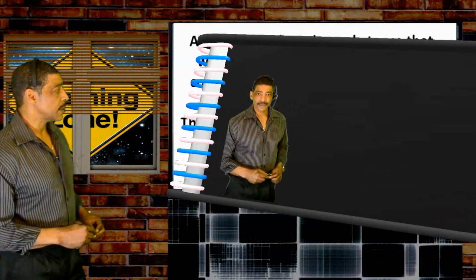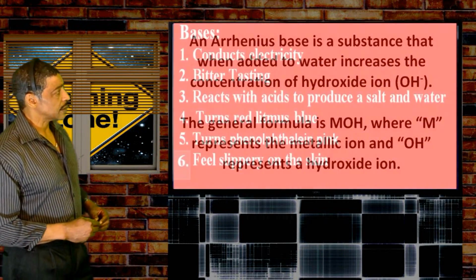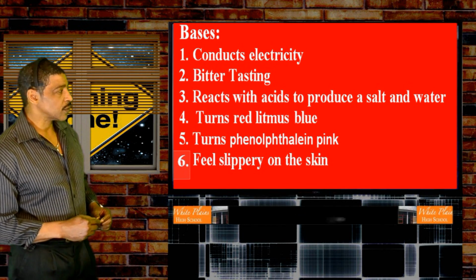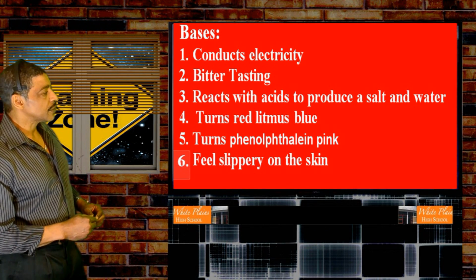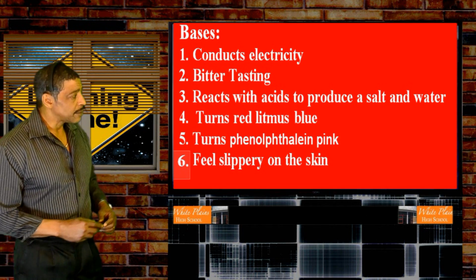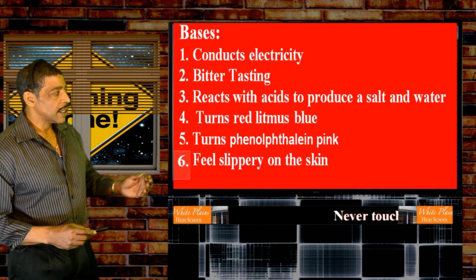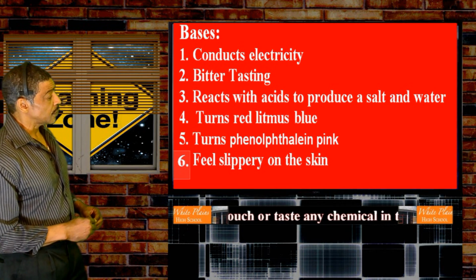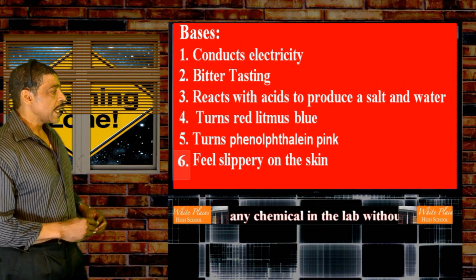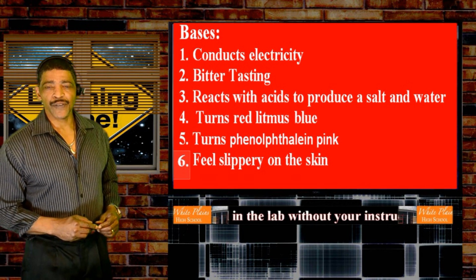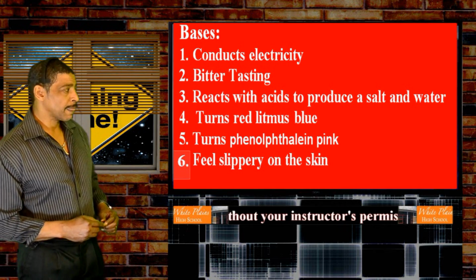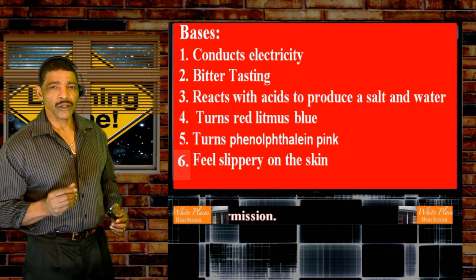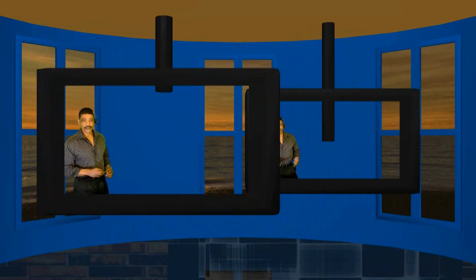In terms of properties, bases will conduct electricity, as do acids. So bases are also known as electrolytes. Bases will taste bitter, and bases will react with acids to form a salt and water. Bases turn red litmus paper blue, and bases will turn the indicator phenolphthalein pink. Bases will also have a slippery feel, or are slippery to the touch.